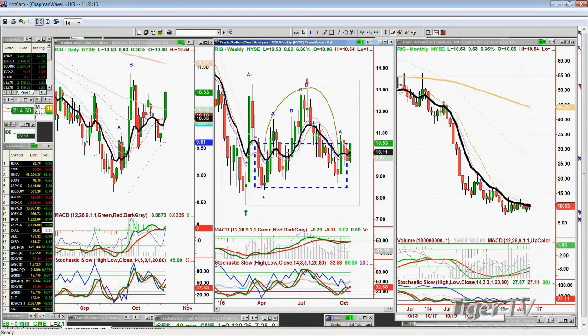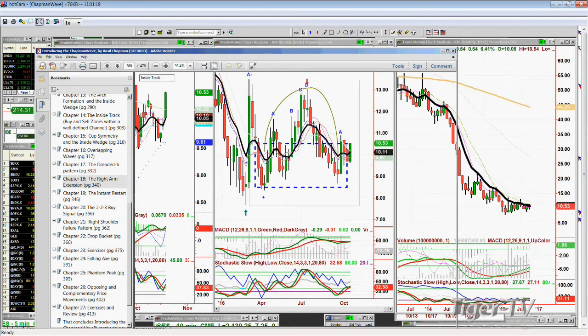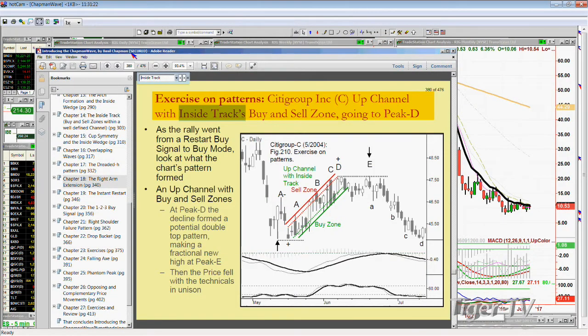Next question I had. Well, I was about to show you something in my CD introducing the Chapman wave methodology. There's a technique I call Chapman wave inside track. I actually spelled it a little different now. It was two words, and now I make it one word, inside track. And it is a sell zone or a buy zone.